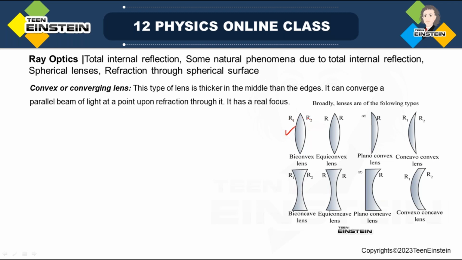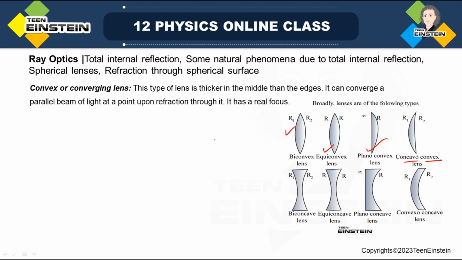When both the surfaces have the same radius of curvature, then that particular convex lens will be called an equiconvex lens, as you see here. For the convex lens, if one surface is convex but the other surface is plane, then it is called a plano-convex lens. Okay, a convex lens has various types. If between the two refracting surfaces, one is convex and another one is concave, then it is called a concavo-convex lens. Okay, so this is about the convex lens.